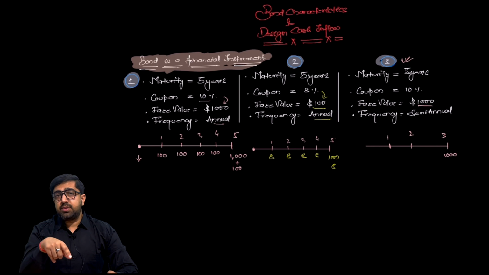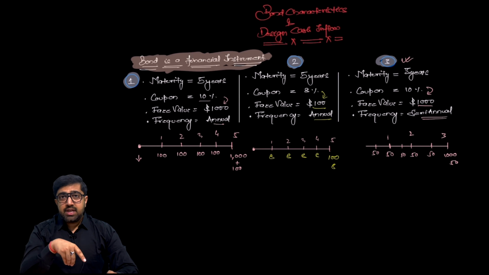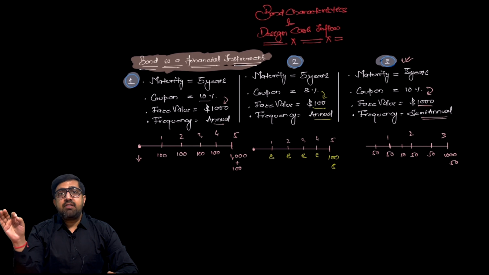So if you see the frequency that is given here, which is semi-annual, so you will not receive 100 once, but it would be divided into semi-annual cash inflows. So you'll receive 50 and then 50. So 50 and 50 every 6 months, but in net you will receive 100. So first you will receive 50, then 50, then 50, then 50, and at the end you will receive at the maturity 1050.